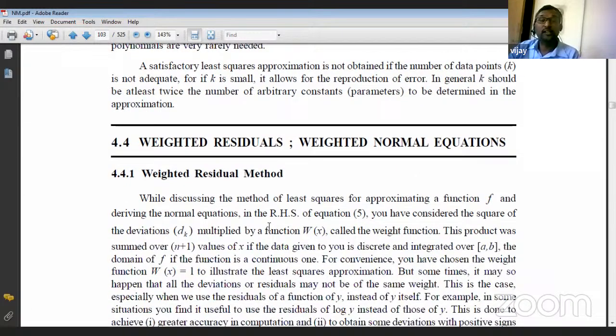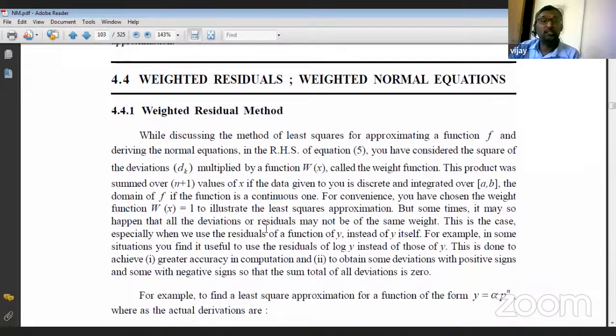So, weighted residuals and weighted normal equations. What is the residual method? Discussing the method of least square approximation, we derive the normal equations here. On the right hand side, we derive the square of the derivative, multiplied by the weight function w of x. This product is summed over the values of x if the given data is discrete, and integrated over a to b if the domain of x is continuous.